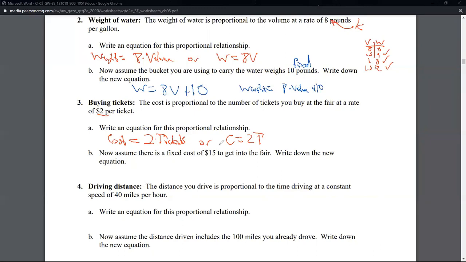Now, when we account for the fact that we had that $15 flat fee to get in, but that's fixed, so that's not going to be multiplied by anything. This does not depend on some other amount. So now it's cost equals 2 times the number of tickets, and then plus the 15. That's all it is. Or C equals 2t plus 15.